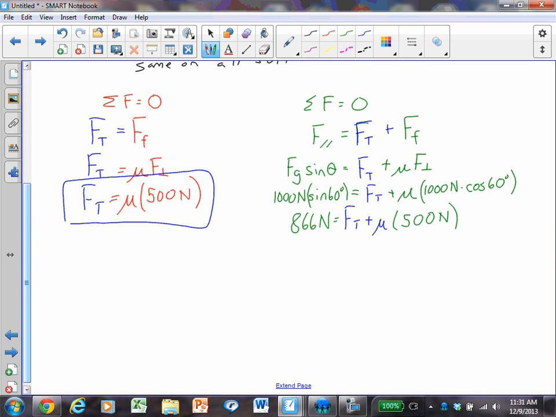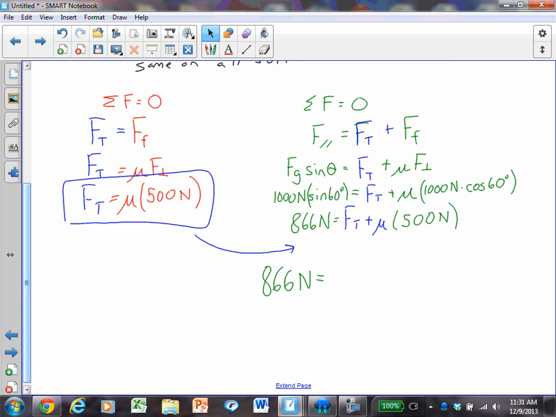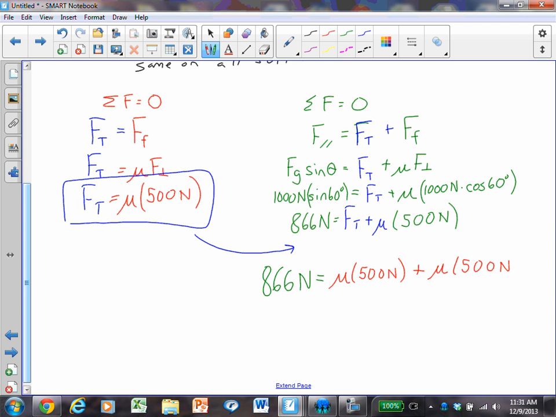So we're going to plug this into the other equation, right? Substitute it in. So we would get 866 newtons. But instead of Ft, we're going to put in mu times 500 newtons plus another mu times 500 newtons. It just sort of happened to be that way because of angles. And the cosine of 60 is 0.5, with one mass of 100 grams and one mass of 50 grams. So that's how those ended up being the same thing. So that gives you 1,000 newtons, right? Times mu.